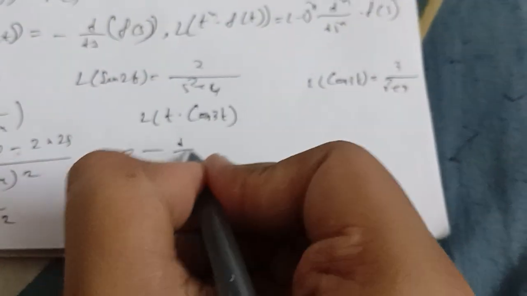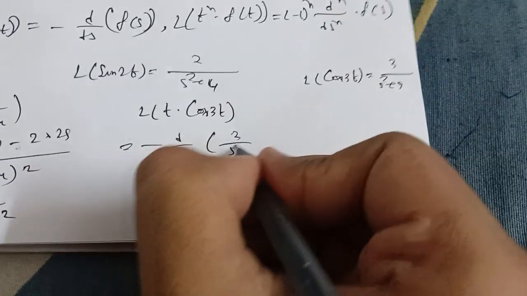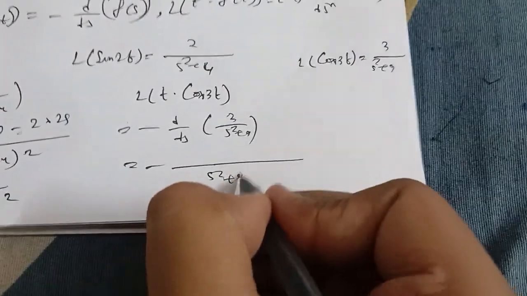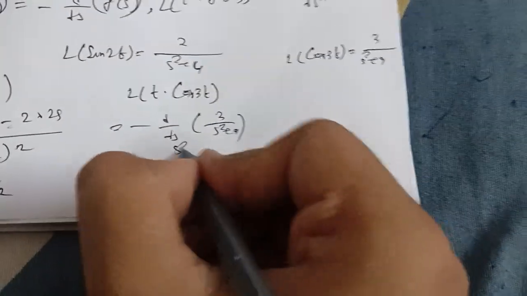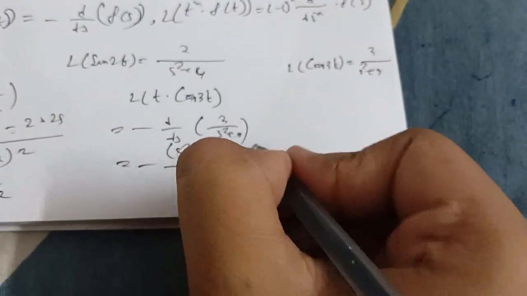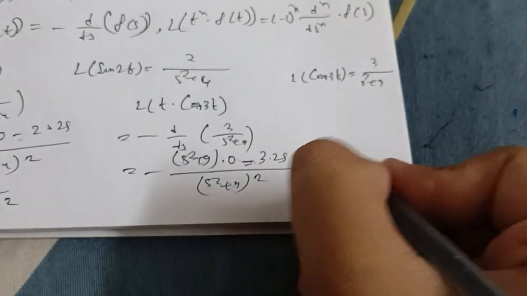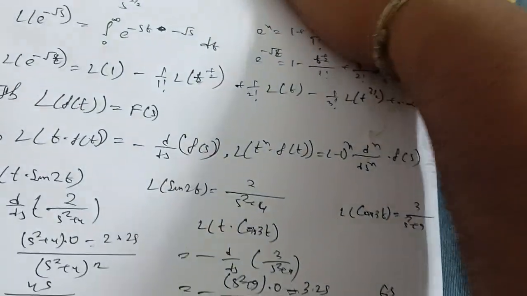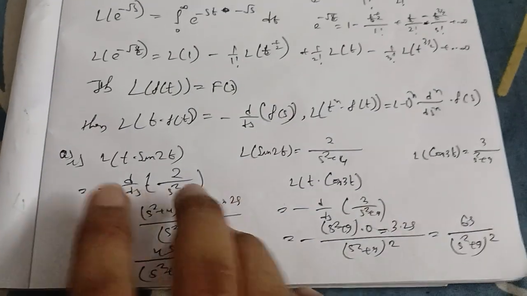So it will be minus d by ds of 3 by s square plus 9, so s square plus 9 whole square in the denominator. Then s square plus 9 into 0, minus 3 dot 2s. It will be 6s by s square plus 9 whole square. Understand? So I am explaining the formula again.